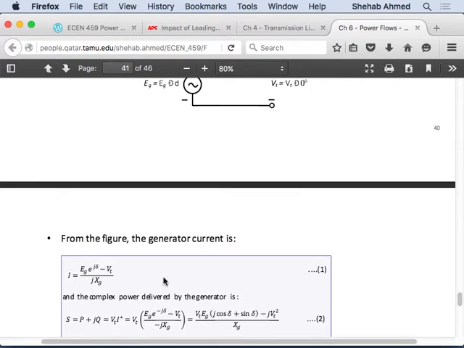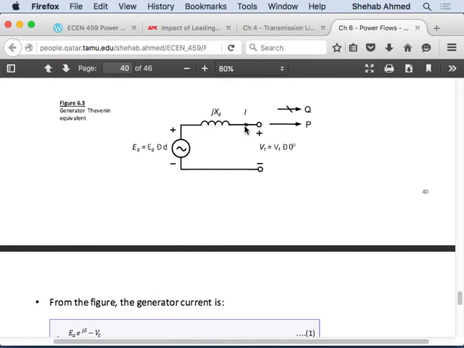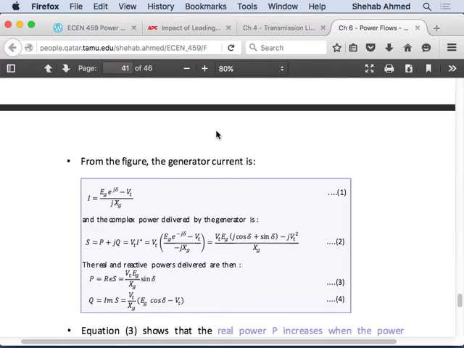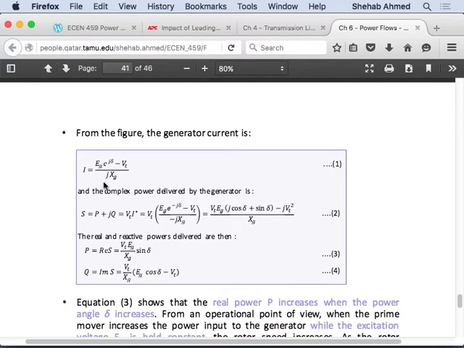So if I look at this circuit, the current is equal to what? Current is equal to this voltage minus my reference voltage, or my terminal voltage, divided by the impedance. So it's my generator voltage, as a magnitude and an angle, minus the terminal voltage, divided by the impedance of the generator.